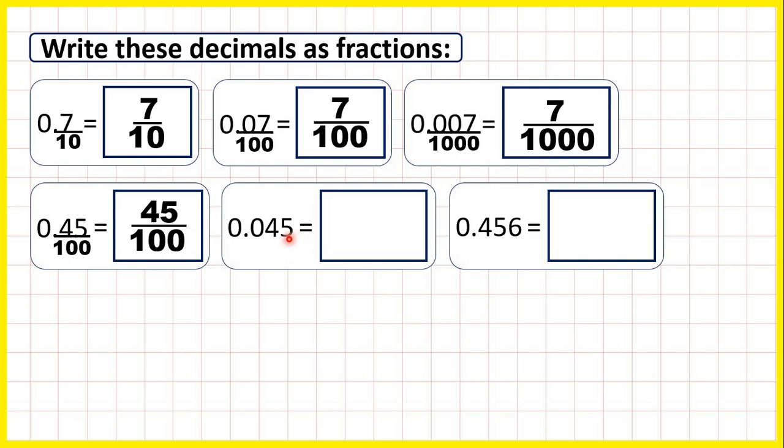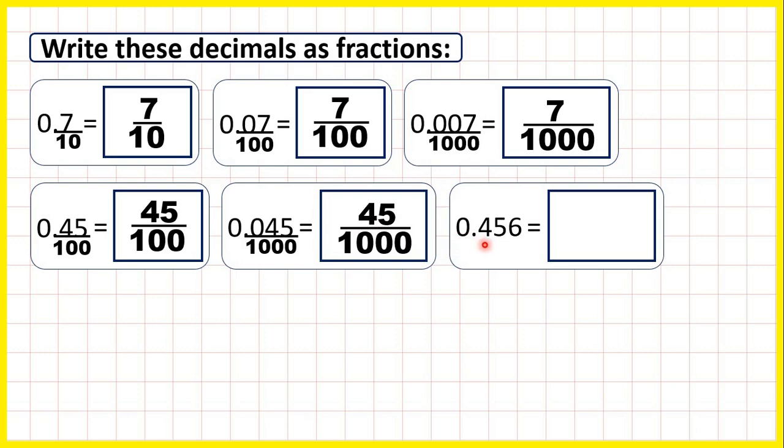Now 0.045. So there are three digits after the decimal point. We can draw a line across from the decimal point and write a denominator of 1,000, so 3 zeros. That means, as a fraction, we have 45/1000ths. That's because the 4 in our hundredths is equivalent to 40/1000ths, and then putting that together with the 5/1000ths gives us 45/1000ths.